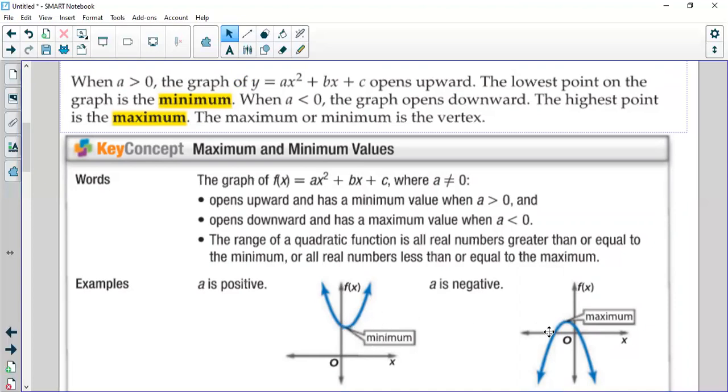And the thing that makes that graph flip over is the a value. If the a is greater than 0, the parabola will open upward and have a minimum value. If the a is less than 0, the parabola opens downward, see it pointing downward, and has a maximum value. All right, so what we're going to do today is look at some graphs, identify some of these points, some of these characteristics, and get comfortable with the terminology.